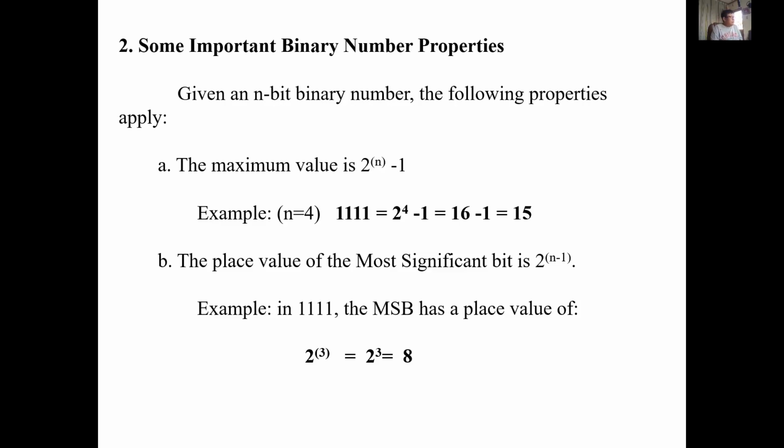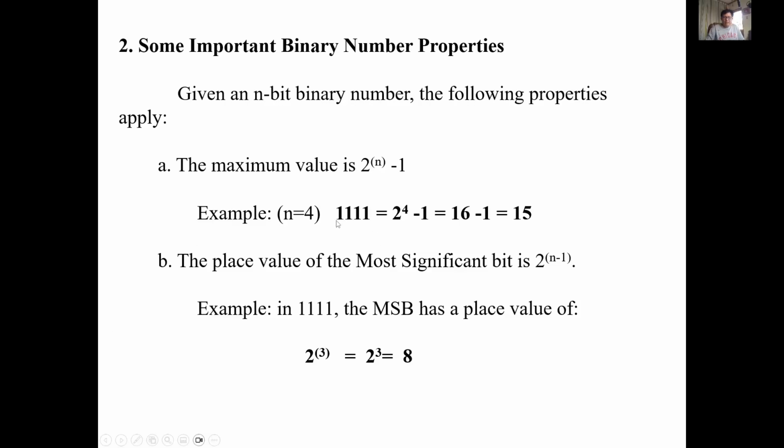Okay. If you have an n-bit binary number, a binary number with n bits, the following properties apply. Given n bits, the maximum value is 2 raised to the n, deducted by 1. For example, when n is equal to 4, we know that the highest value at 4 bits is 1111. And this is 2 to the 4, being 16, minus 1 is 15.